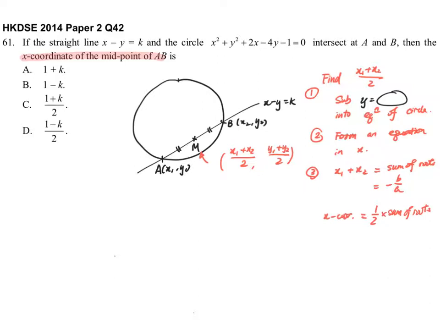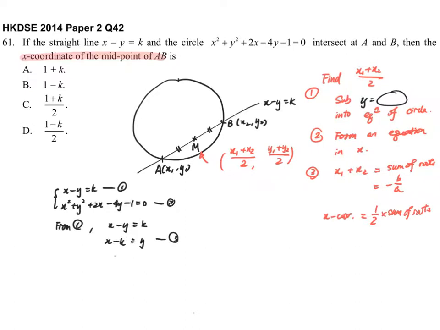Now I use this MC as an example. From 1, the equation of the straight line: x minus y equals k. We have x minus k equals y. Then we put y equals x minus k into the equation of the circle. So we have x squared plus (x minus k) squared plus 2x minus 4 times (x minus k) minus 1 equals 0. Next, we expand all the brackets.